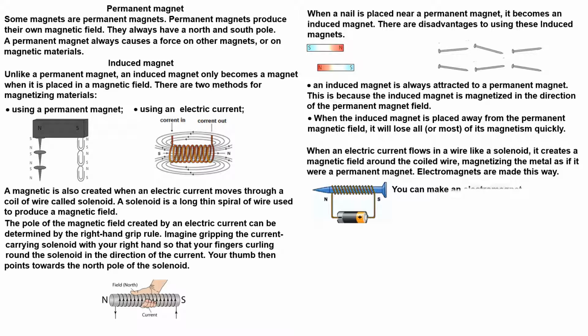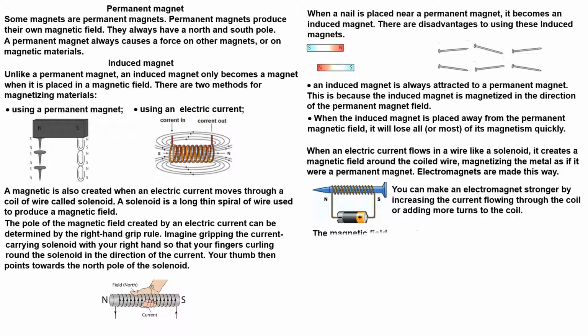You can make an electromagnet stronger by increasing the current flowing through the coil or adding more turns to the coil. The magnetic field around an electromagnet is exactly the same as that of a bar magnet.